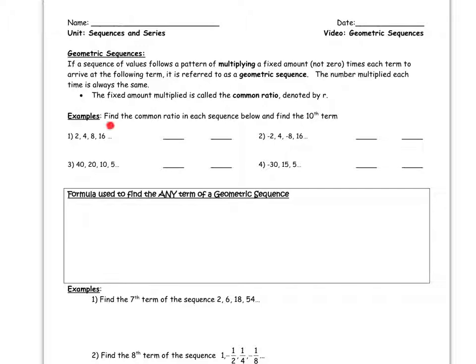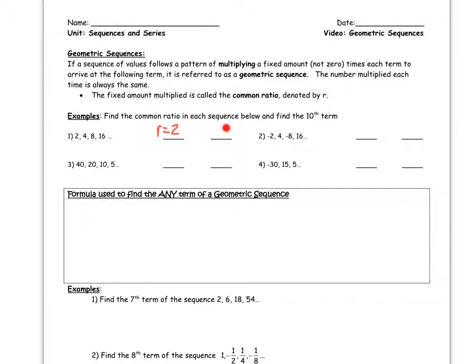So for example, for each of these four different questions, I want you to find the common ratio and then find the 10th term. So for the first one, let's look at the pattern. How do I go from 2 to 4 to 8 to 16? So it looks like we're multiplying by 2. So my common ratio here is 2.